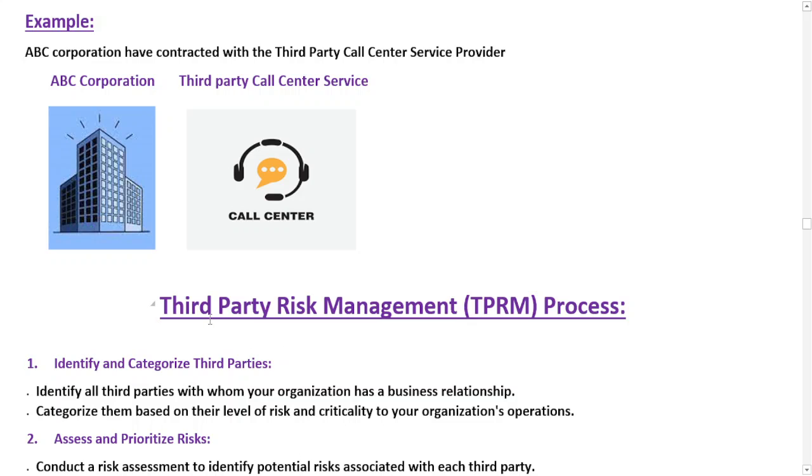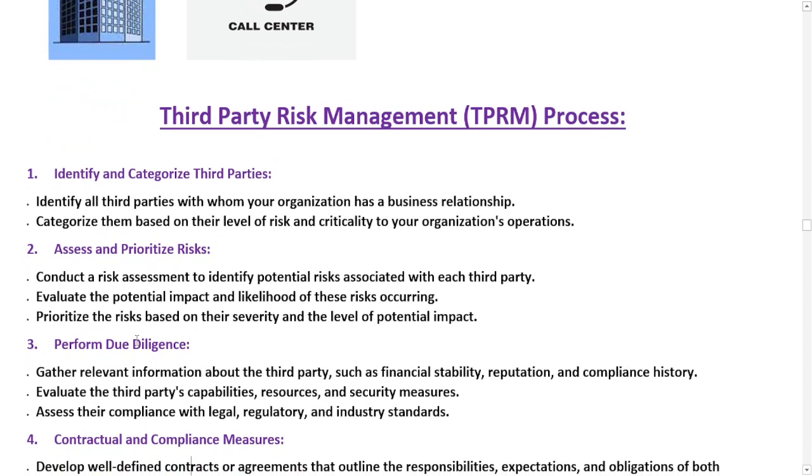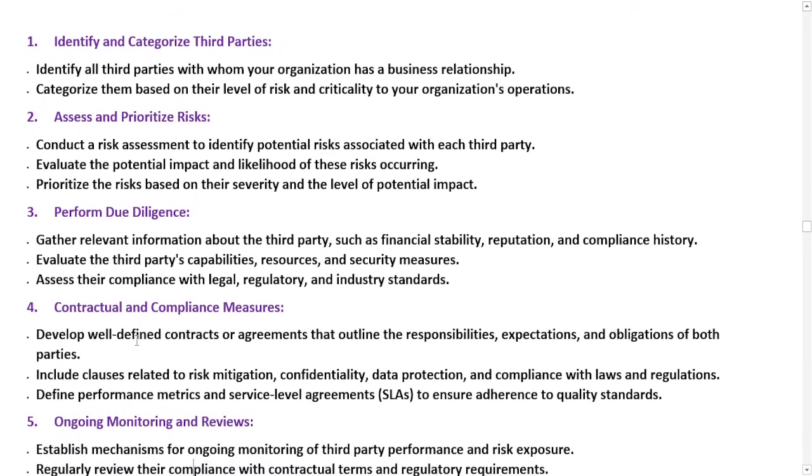Let's understand the third-party risk management process with the help of an example first. Suppose there is a corporation named ABC Corporation and they have contracted with a third-party call center service provider. Basically, ABC Corporation, in order to manage its third-party related risk, has to follow this process. So this is the whole process. I will explain each step followed by the example.